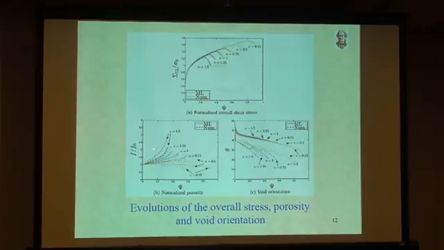The evolution of the porosity is also quite well reproduced. You see that in the cases where the shear is dominant, you don't have any significant void growth. In spite of that, you have a final decrease of the stress. This is for the orientation of the voids. Well, this is not perfect, but it's not too bad.